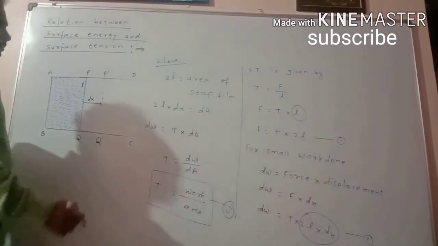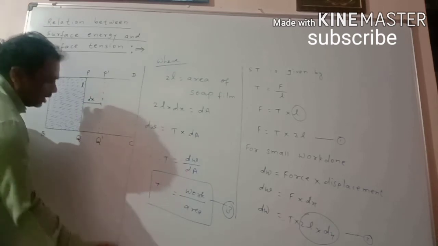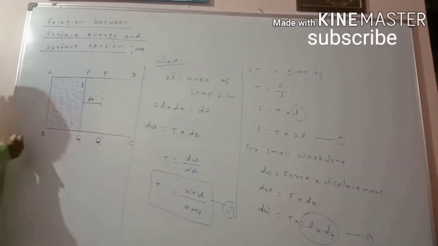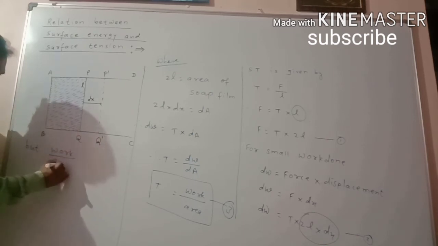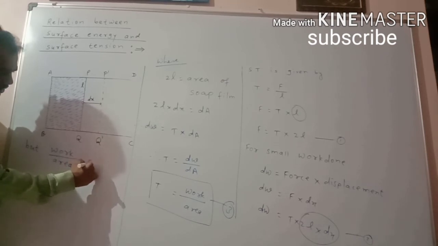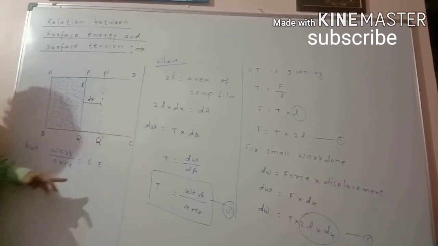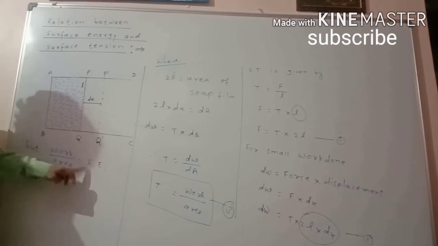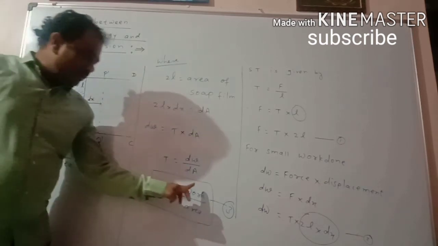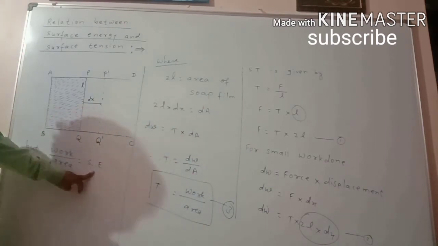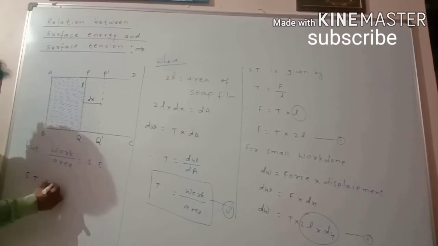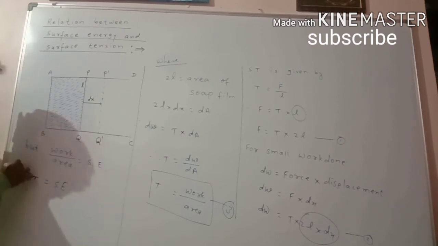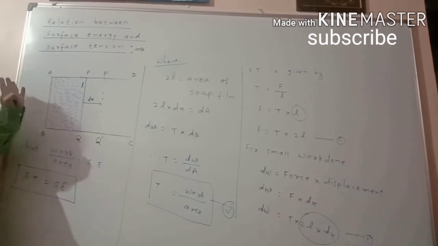Now in our previous video we have seen what work upon area means: surface energy. So instead of work upon area, we can put surface energy. Therefore, from equation 3, surface tension must be equal to surface energy. So this is the relation between surface energy and surface tension, because both have the same formula. That's all.